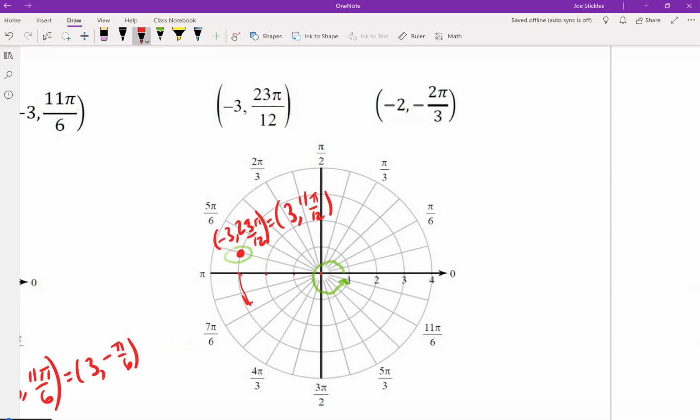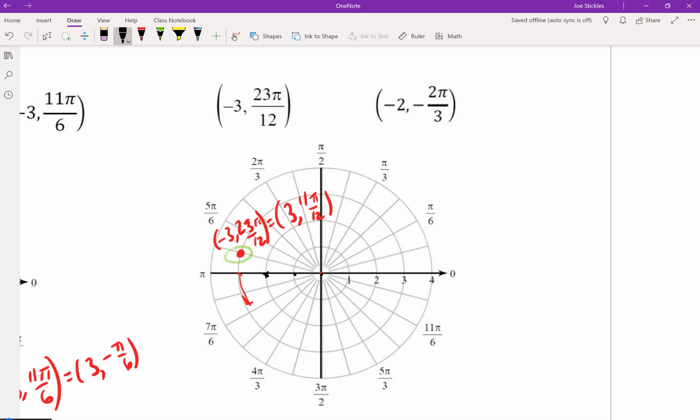Let's do the last one. Negative 2 pi over 3. I'll do it both ways again. Let me do this one in black and erase this green line. Backwards 2. Backwards 2 is this way. 1, 2 to here, right? Right here. And now negative 2 pi over 3.